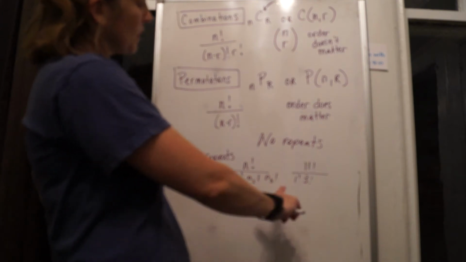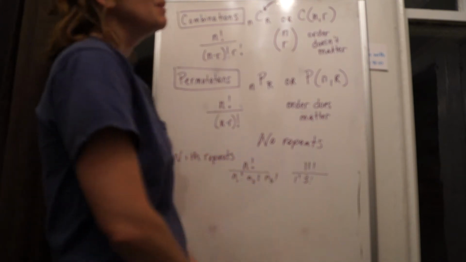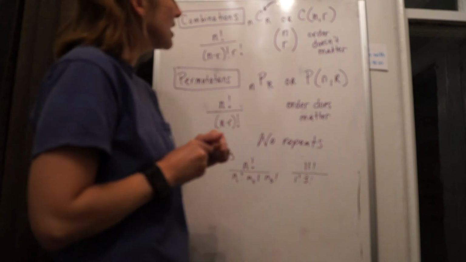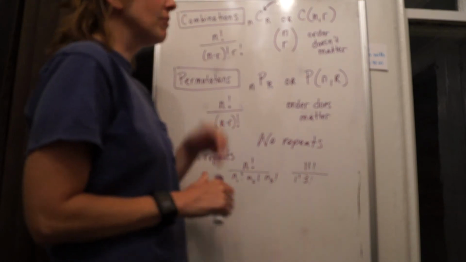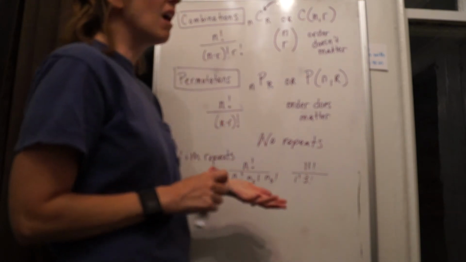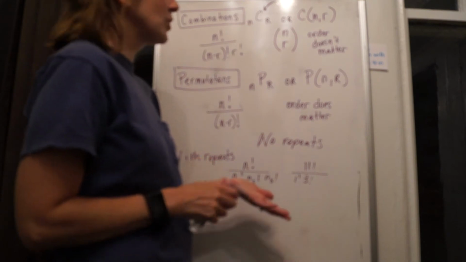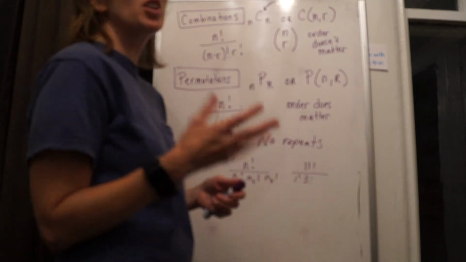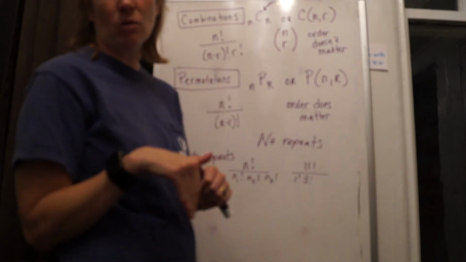So this is the formula when there are repeats. What they're usually going to give you here is something like, I have 30 socks in the drawer, and there's going to be this many green and this many red. They're not usually going to ask you to count it out.